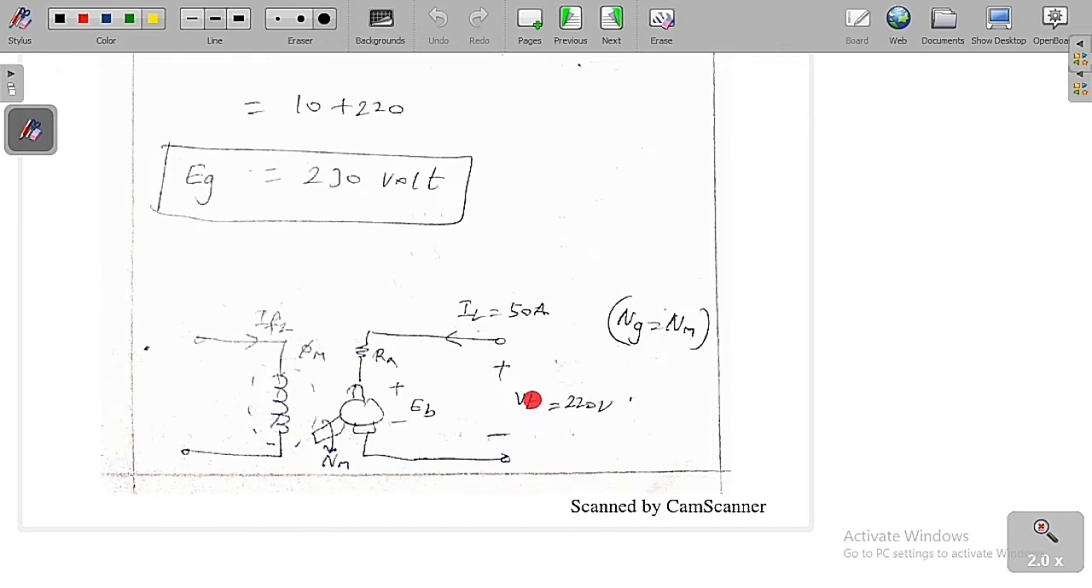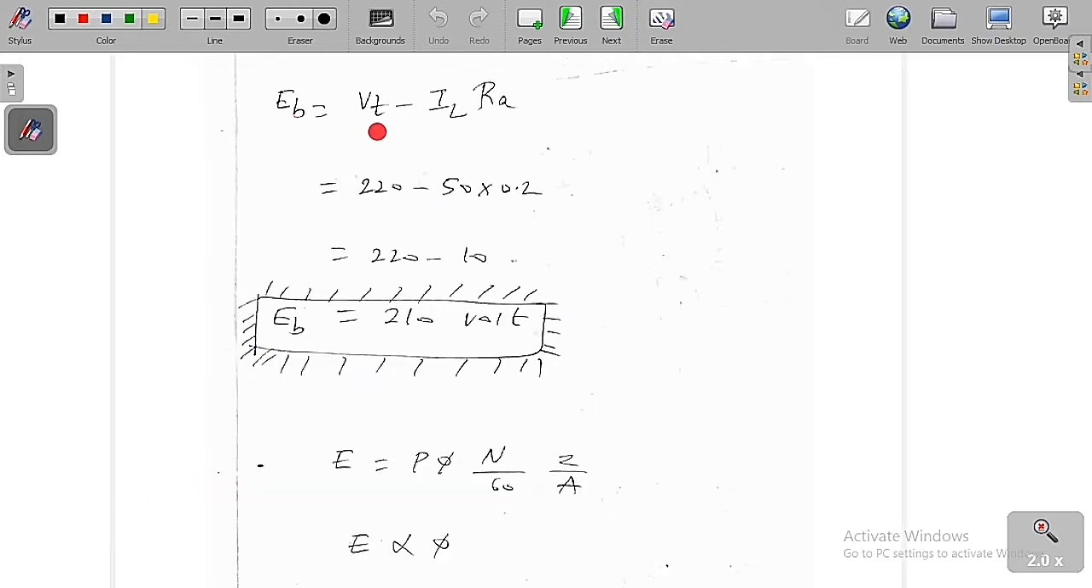Now we know Vt, we know IL, we know Ra. So now we have to find the value of the back EMF Eb. Eb is equal to Vt minus IL into Ra. Vt is equal to 220, IL is equal to 50 and Ra is equal to 0.2. If we substitute all these values and simplify, we are going to get Eb is equal to 210 volt.